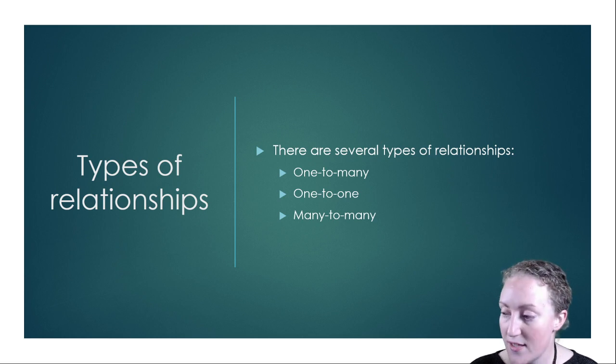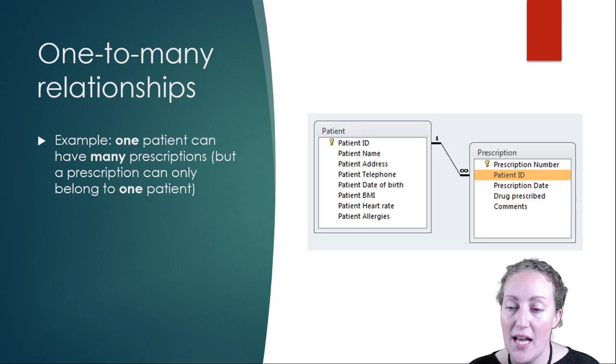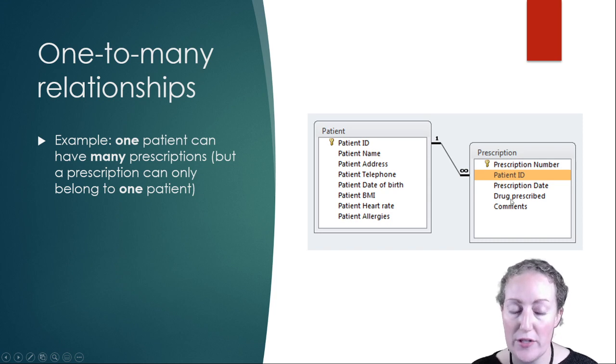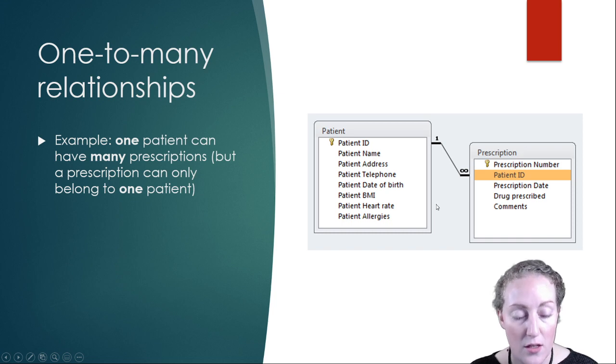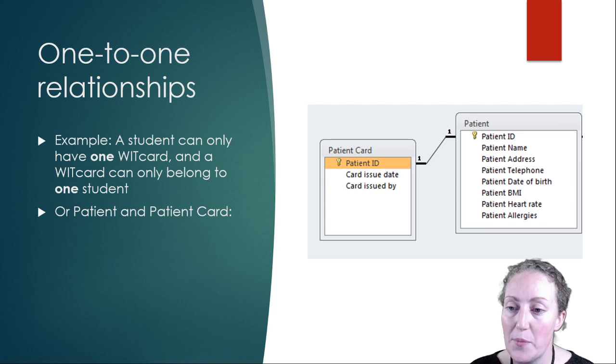There's a few different types of relationship that we can create in Access. Now, thankfully, Access takes care of a lot of the hard work for you in terms of trying to figure out which type of relationship it is. But just to explain them briefly, we can have a one-to-many relationship, and again, patient and prescription is an example of this. So, for example, a patient can have a number of different prescriptions, but a prescription can only belong to one patient.